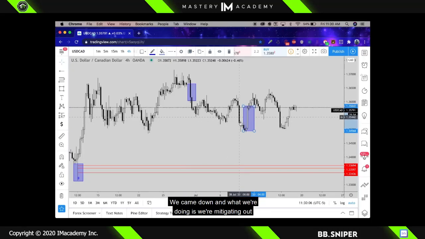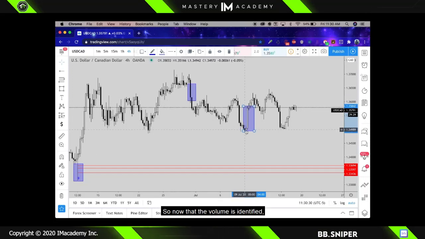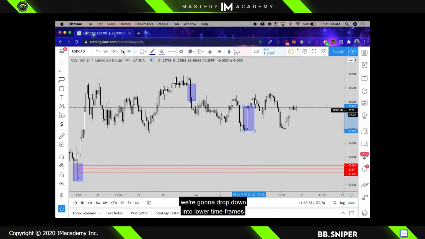Okay. We came down, and what we're doing is we're mitigating out of these institutional moves here. We can see this was, again, an institutional move down. We ran away. As we identified that one area, when you drop down into lower time frames in here, you're going to be identifying the same thing. This was the mitigation from there. We did the same thing, came down below our equal lows, liquidity, okay? Set that bottom, and you see the strong volume behind it now. So now that the volume is identified, we're going to drop down into lower time frames and see where we can actually take a position, okay?